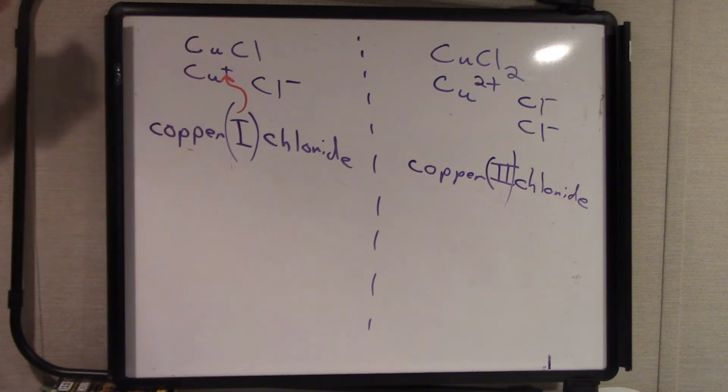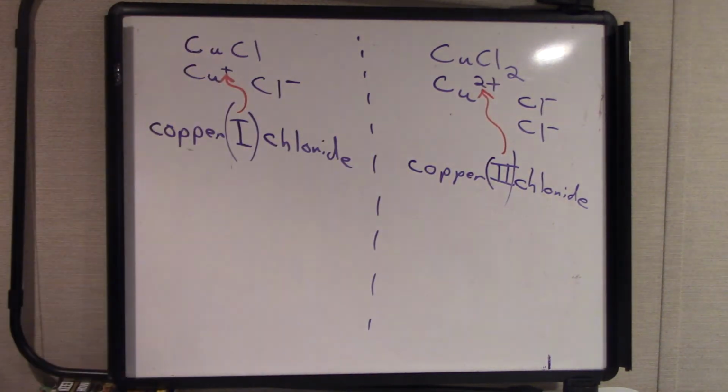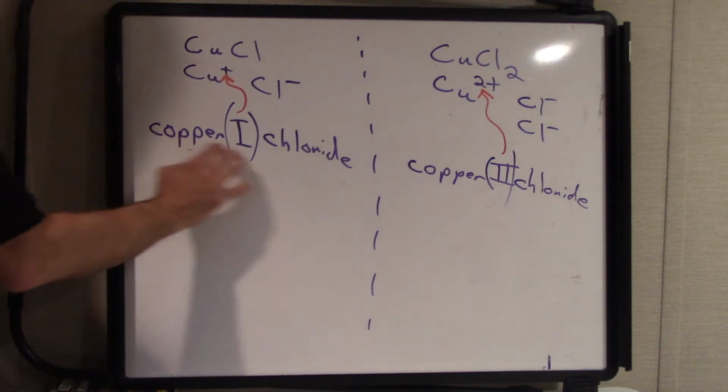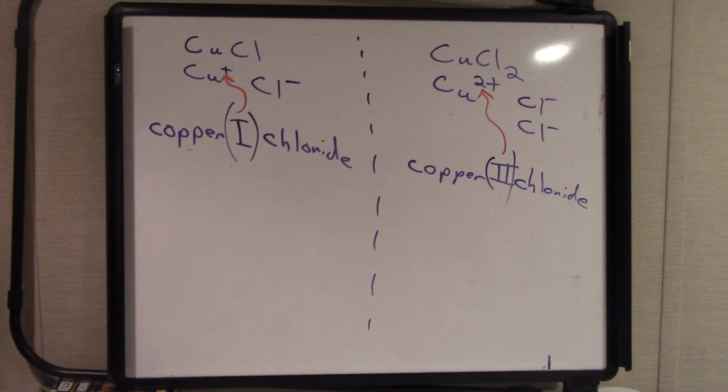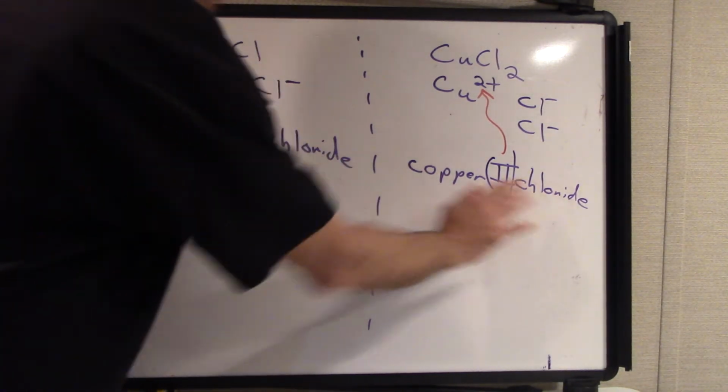That the charge is +1. That the charge is +2. It's not how many coppers, it's copper of what charge. That's what this really means. We don't speak it that way. We would just say copper(I) chloride, copper(II) chloride.